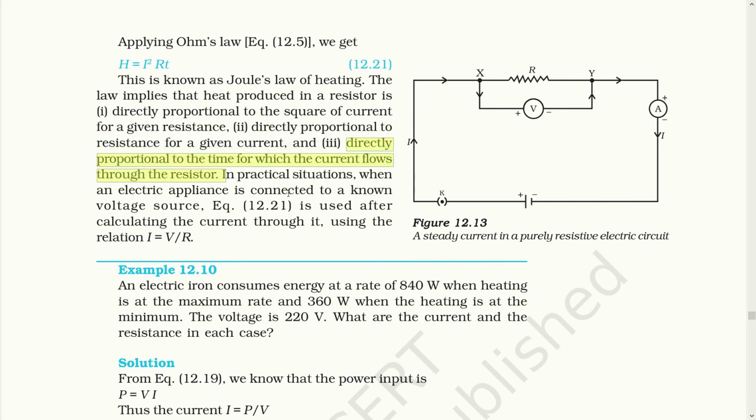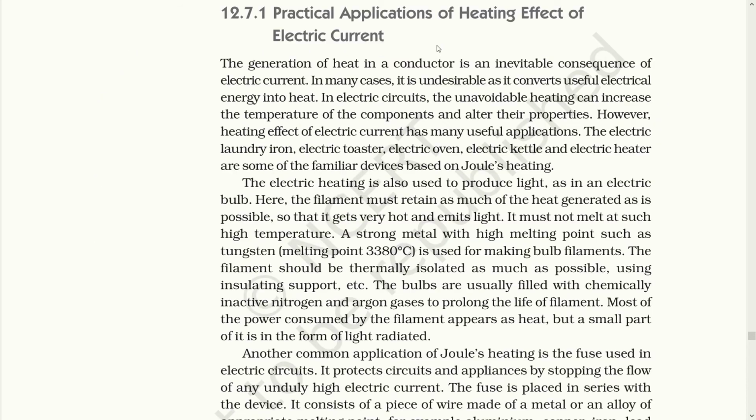In practical situations, when an electrical appliance is connected to a known voltage source, it is used after calculating the current through it using the relation I is equal to V upon R. Now, for practical application of the heating effect of electric current, we use the electrical toaster, oven, kettle and heater. That is based on Joule's heating, H is equal to I square RT.